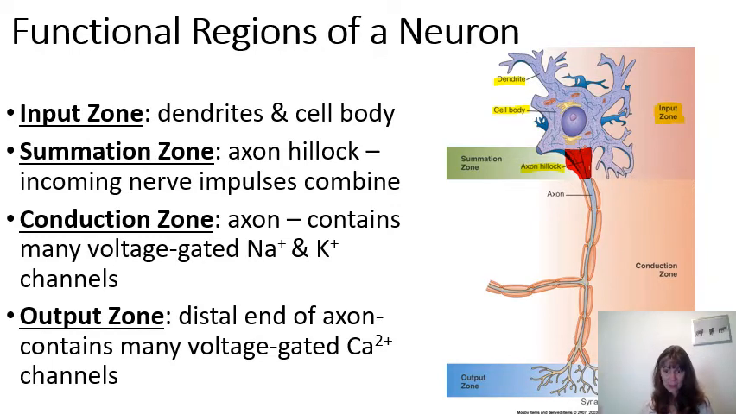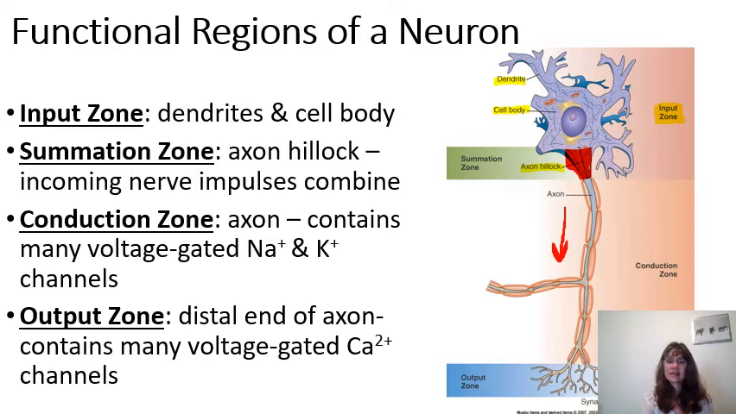Input that is inhibitory will actually decrease the neuron's ability to send an electrical impulse down its axon. So the information that's being received makes a difference as to whether or not electrical impulses will continue or be stopped.